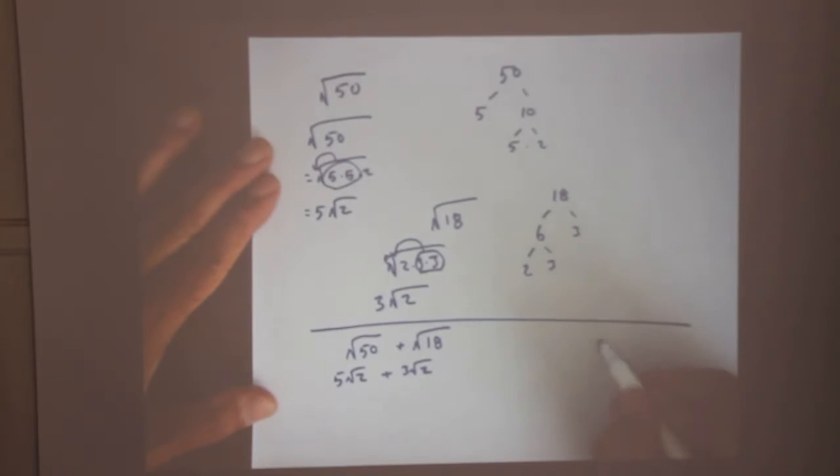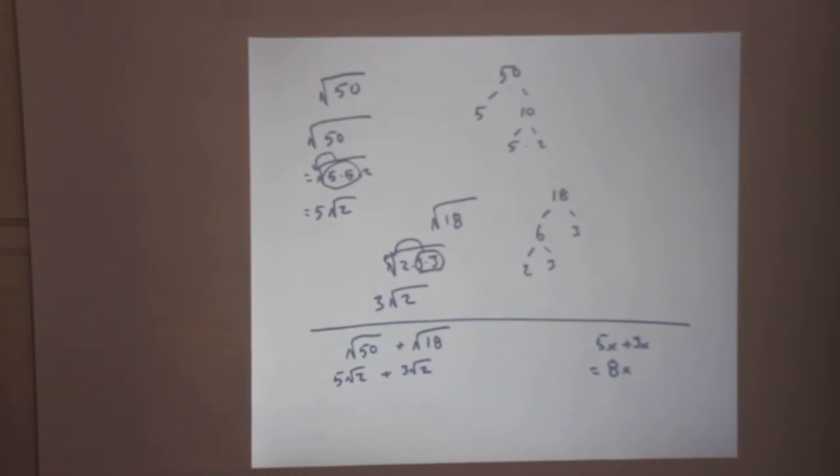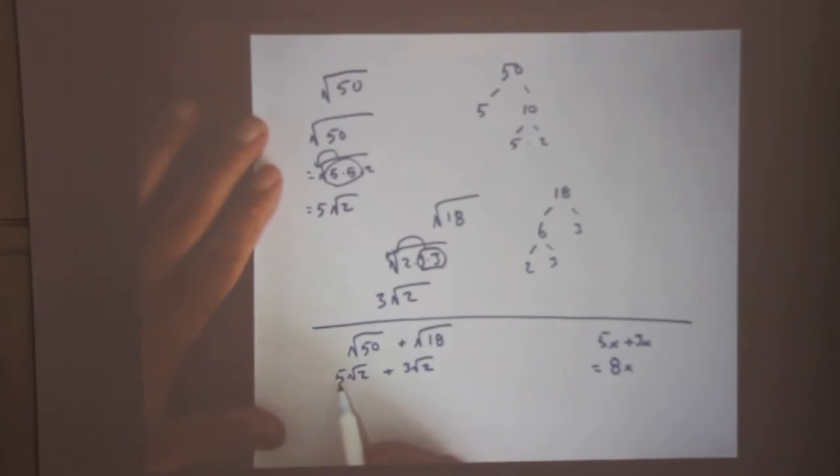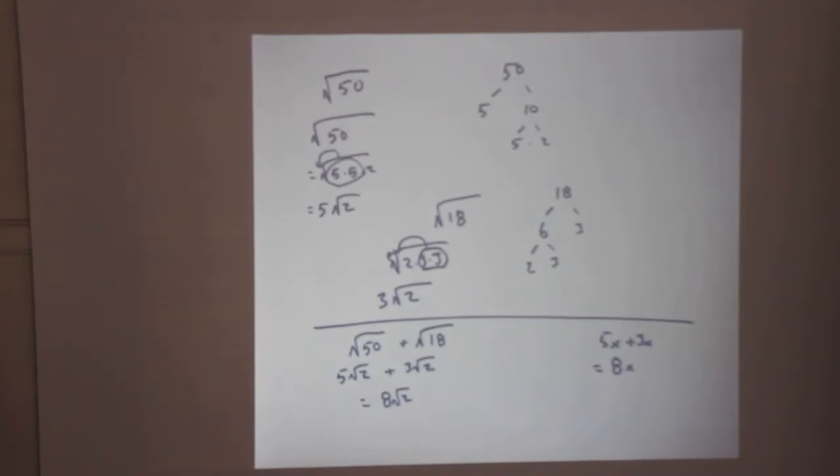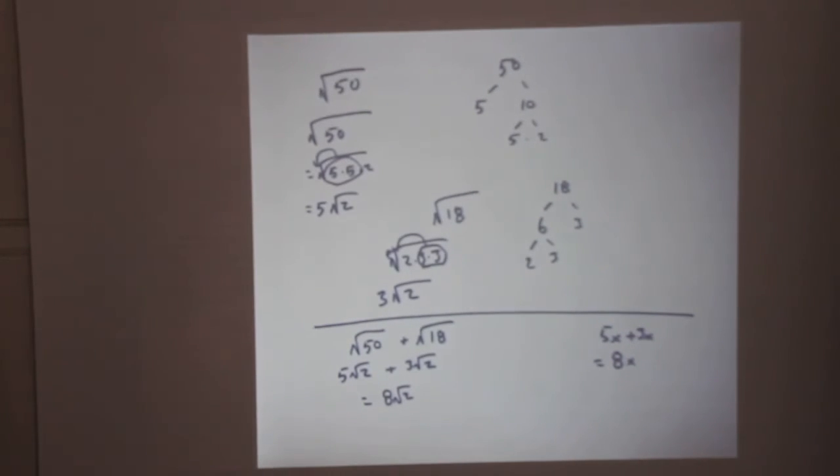So if you have 5x plus 3x, that gives you 8x simplified, like terms. There's 5 x's plus 3 x's add together to make 8 x's. Well, here we have 5 square roots of 2's plus another 3 square roots of 2's give us 8 square roots of 2 simplified. Together, simplified answer. And it's the reason why we like to simplify radicals to get like terms to come together, especially in algebra.